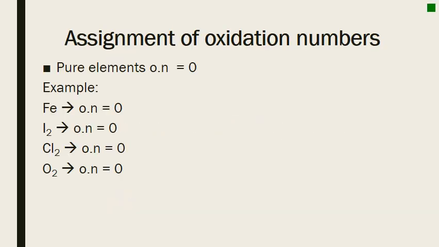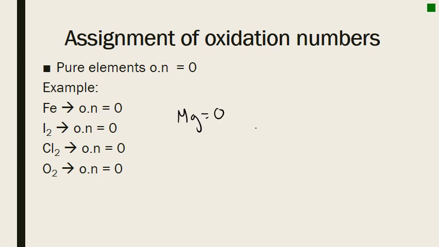So how do we assign oxidation numbers? The pure elements, so for example, if we have Fe or I2, Cl2 or O2, the oxidation number for them is 0. So anything that you see, like for example Mg, the oxidation number for it is 0.